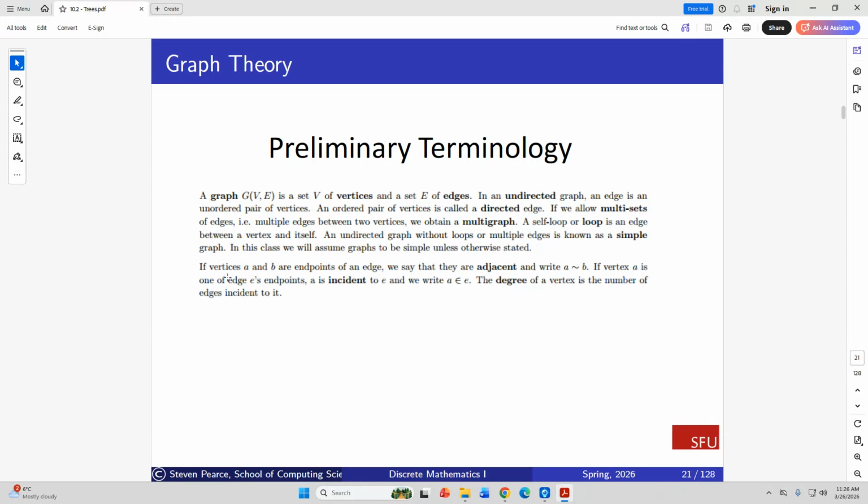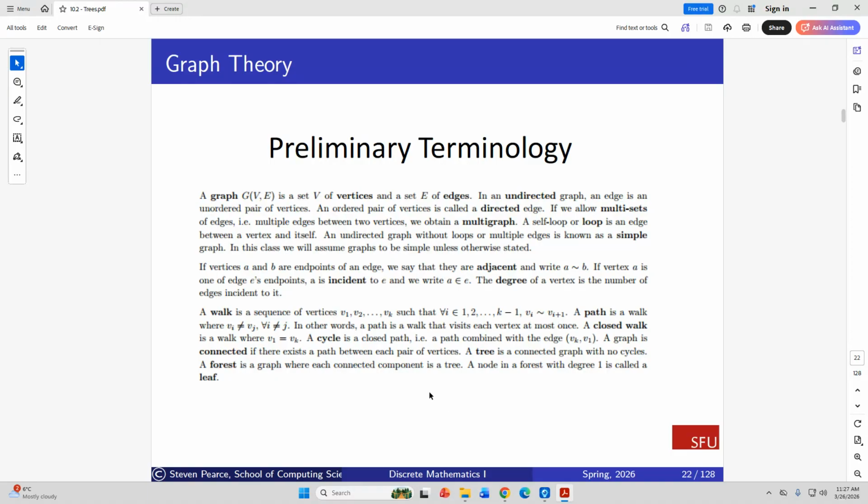If vertices A and B are endpoints of an edge, we say that they are adjacent and write A tilde B. If vertex A is one of E's endpoints, A is incident to E, and we write A epsilon E, okay? We're not going to do any of this in this class. This is for advanced graph theory. Don't worry about it.